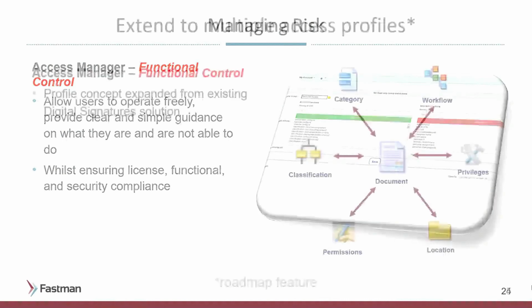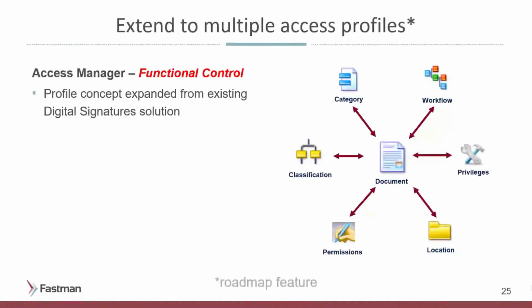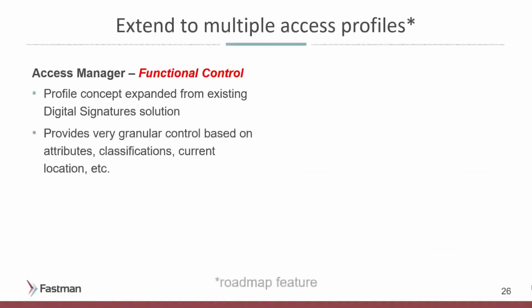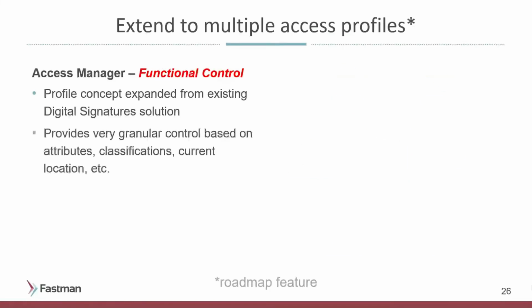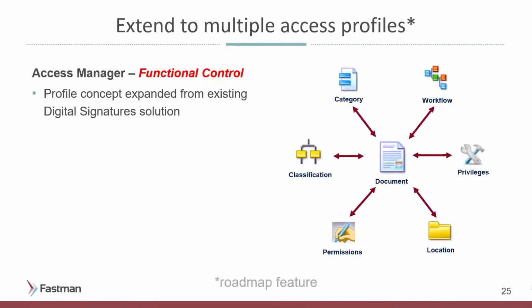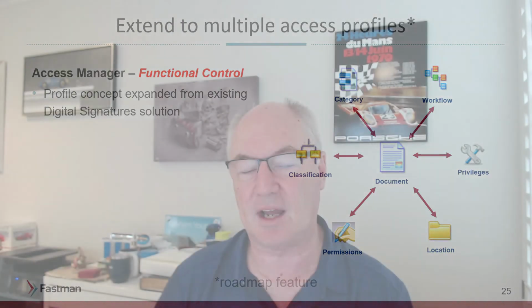So where we're going with it, though, and this is the exciting bit, this is the bit that I wanted to talk about regarding Access Manager, is that Access Manager is currently undergoing another round of development to the point where we're going to have multiple profiles. The profile concept comes from our digital signature solution. You might be aware that Fastman is a DocuSign partner. We have been for a long time.